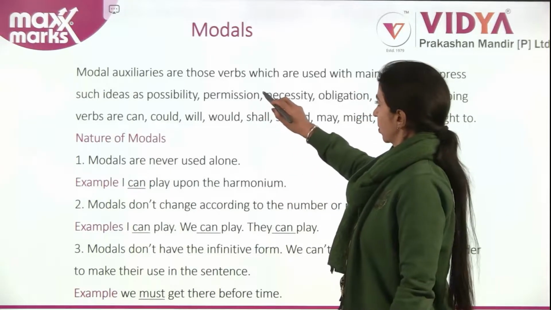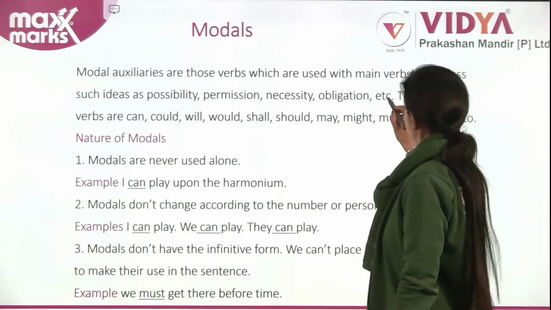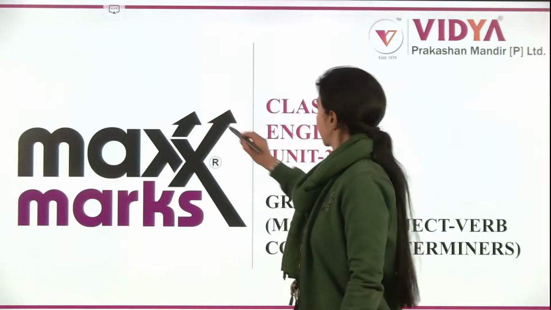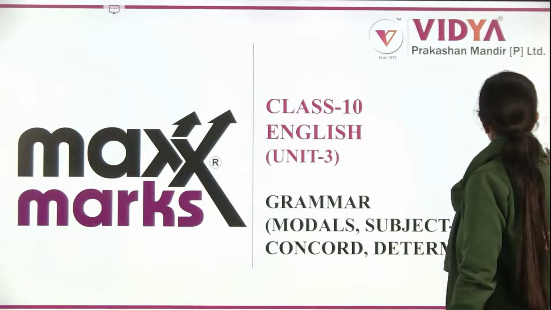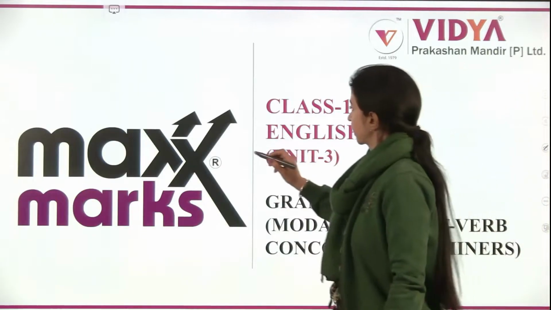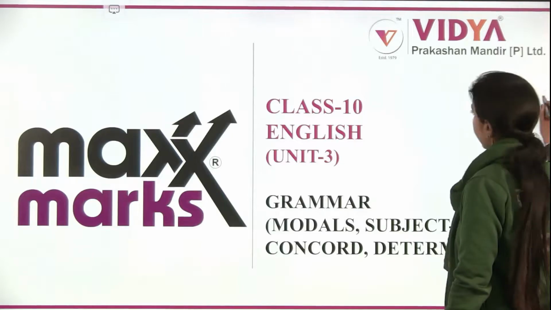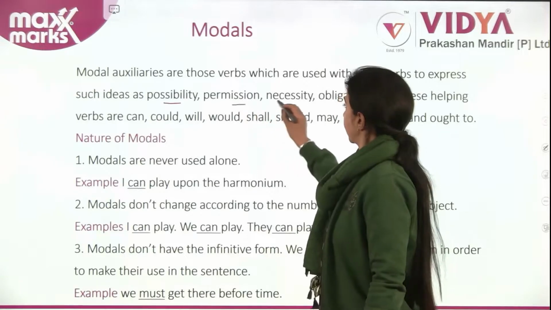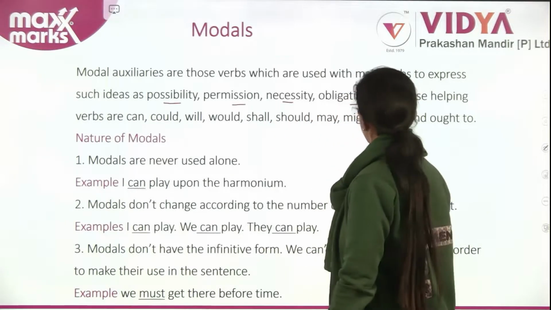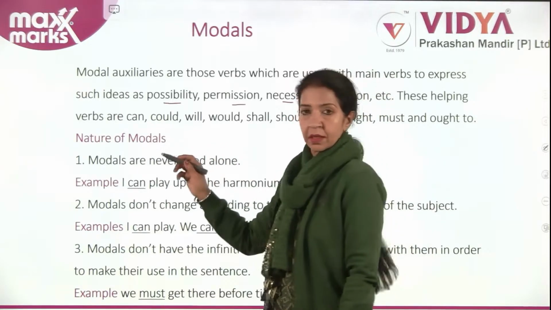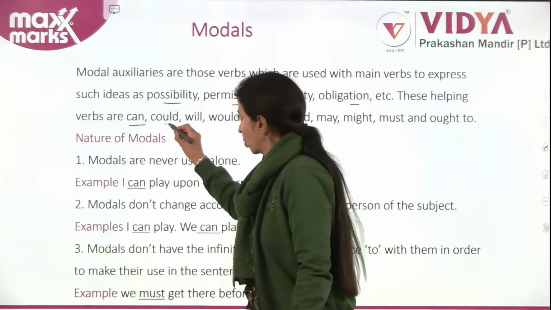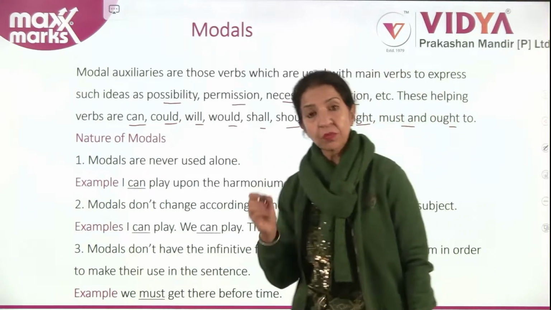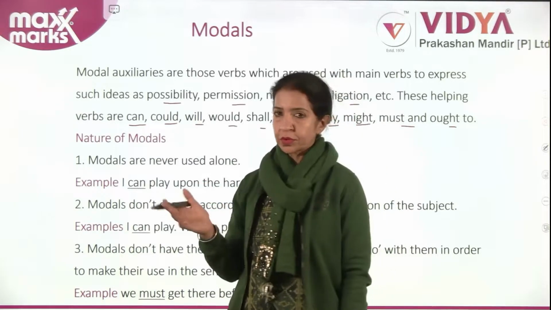Now, modal auxiliaries are those verbs which are used with main verbs to express such ideas as possibility, permission, necessity, obligation. These helping verbs are can, could, will, would, shall, should, may, might, must and ought to. This is something you've been doing from class 5, I suppose. So these are the modals.